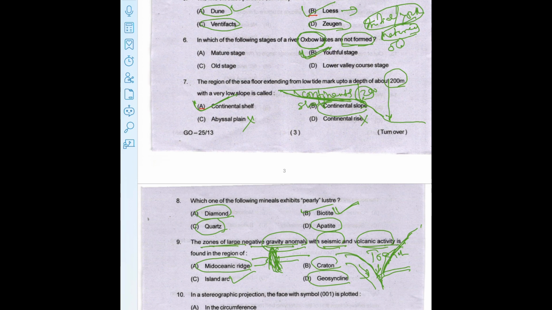So the zone near island arc is noted for all these features: volcanic activity, seismic activity, negative gravity anomaly. So the correct answer will be island arcs.